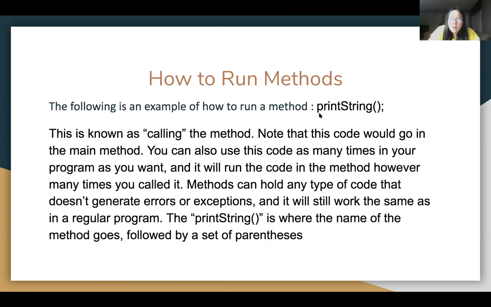So this print string here, whatever goes here is whatever the name of the method is. So if you did something like print integer, it'd be print integer here. Parentheses, so all methods, when you call them, have to have parentheses around them. And then the standard semicolon. So you can see how it's kind of similar to how we did math.random before.